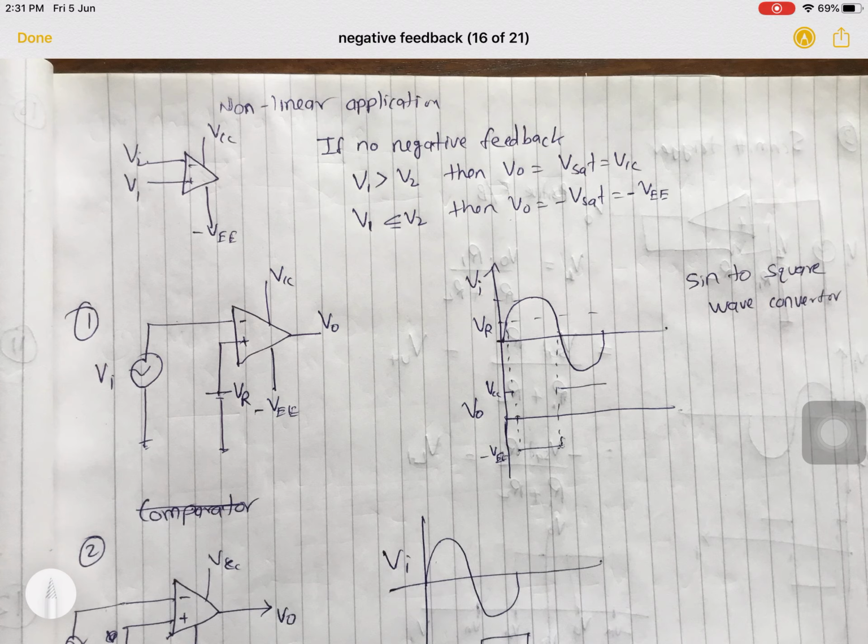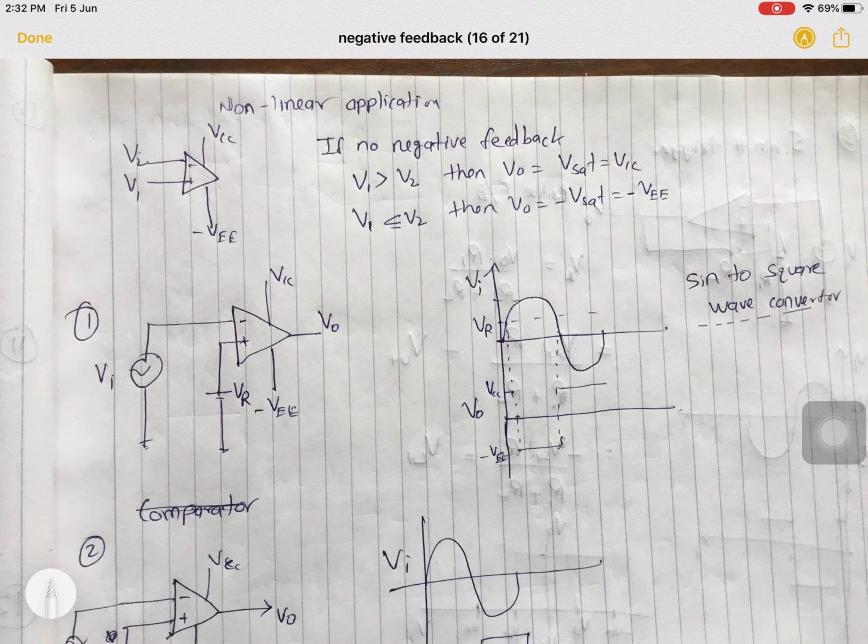That is also known as V saturate. Or if the voltage at the positive terminal is less than the voltage at the negative terminal, in that case the output will be minus VSAT, which equals minus VEE. In our case, with the plus minus 12 volt supply, the output will be minus 12 volt. So the advantage of non-linear application is that the output is almost fixed. With the help of this output, we can use this application to draw different types of circuits.